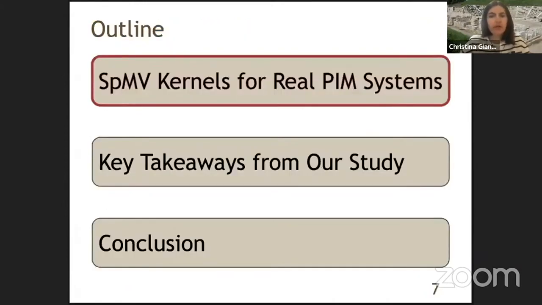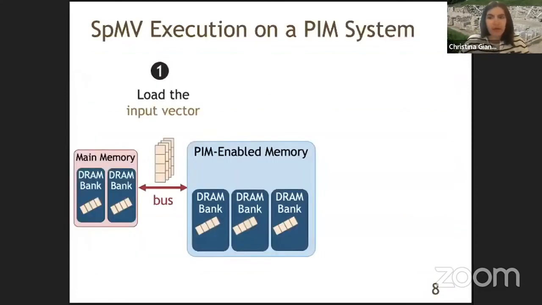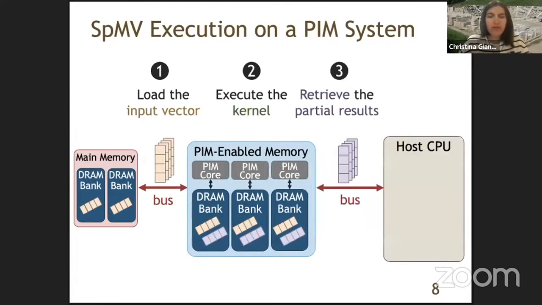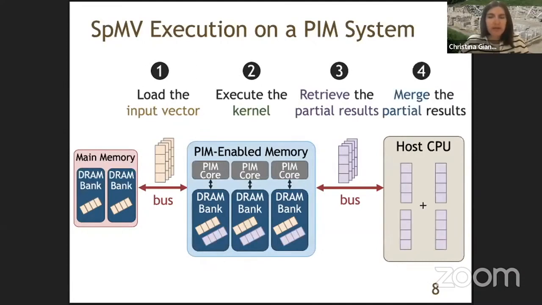So let's first take a look at the SpMV kernels that we support in the SparseP library. In order to execute the SpMV in a PIM system, the end-to-end SpMV execution can be broken down in 4 steps. First, we have the time to load the input vector into the DRAM banks of PIM-enabled memory. Second, the time to execute the SpMV kernel using the PIM cores. Third, the time to retrieve from DRAM banks to the host CPU the results for the output vector. And fourth, the time to merge partial results and assemble the final output vector on the host CPU.